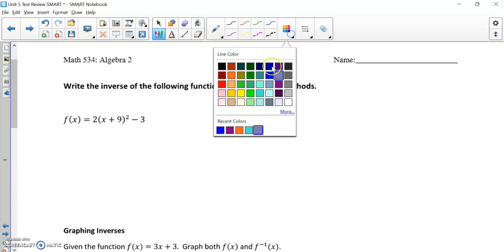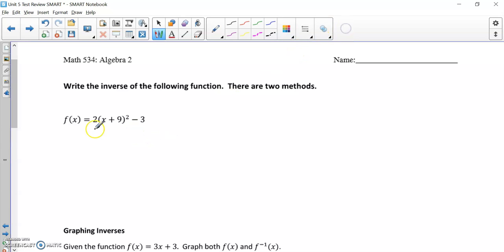So the first thing we want to do when we're doing the list method is to list out the operations going on in the original. So we can see that the first thing that happens to our x here is that we add 9. A lot of people on the last quiz wrote multiply by 2 first, but we have to see that the parentheses is always going to come first, right? We add 9 before that 2 is even involved. So step 1 is to add 9.